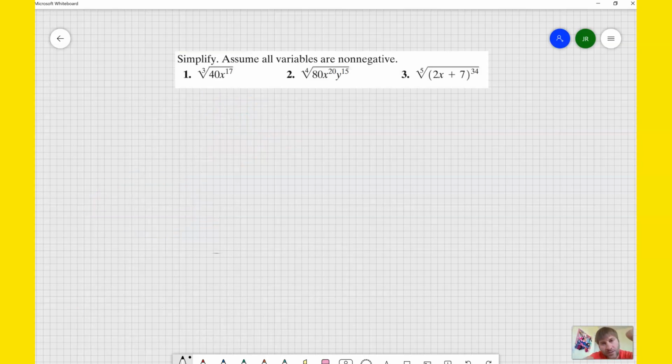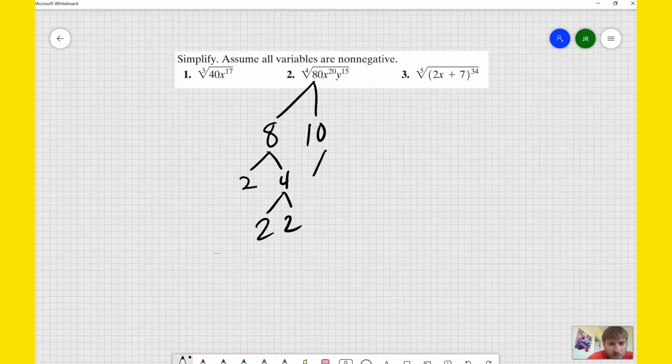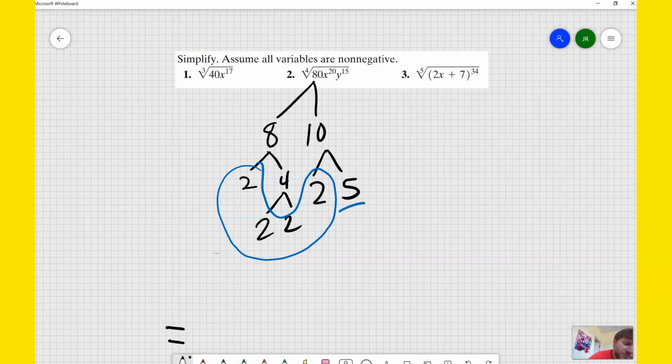Maybe you should go ahead and try to do number 2 on your own before we do it together. Okay, so the 80 will break down to, how about 8 times 10? And the 8 can break down to 2 times 4, and the 4 can break down to 2 times 2, and the 10 can break down to 2 times 5. So then I'm looking for how many of the same number. I'm looking for 4 of the same number this time because 4 is the index. I have 4 2's and an extra 5 left over. That means on the outside of that radical, I'm going to have a 2. And on the inside of that radical, I'm going to have a 5.